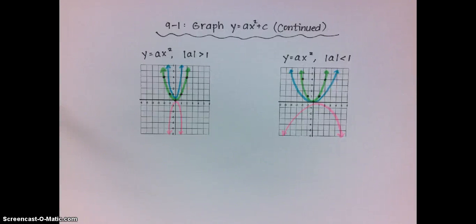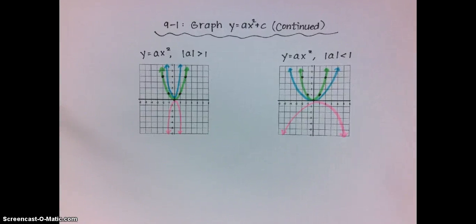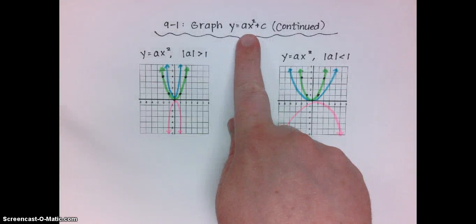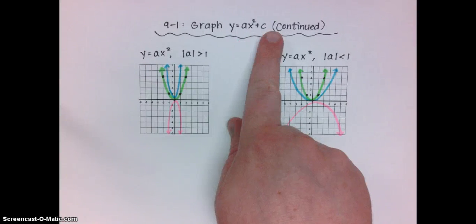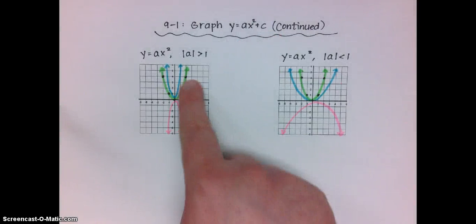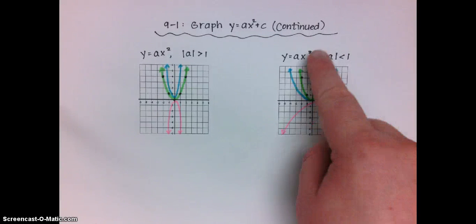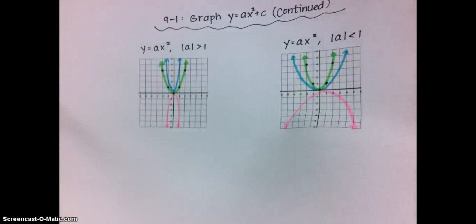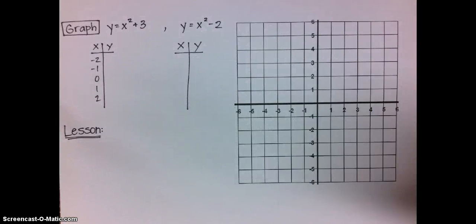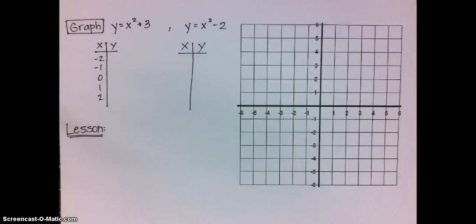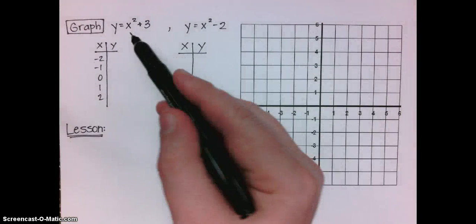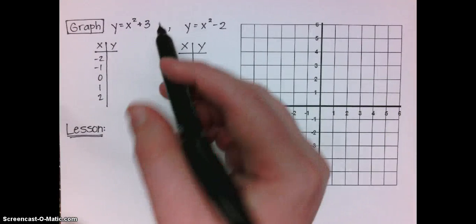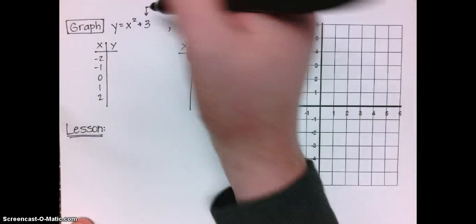We're going to do one more new concept today. Today we're getting back to this form, y is equal to ax squared plus c, but instead of the c being 0, because we never had a c here, this time we're actually going to have a c that is not equal to 0. So I have two examples for us today. The first one is y is equal to x squared plus 3. Okay, so this time my c is the number 3.